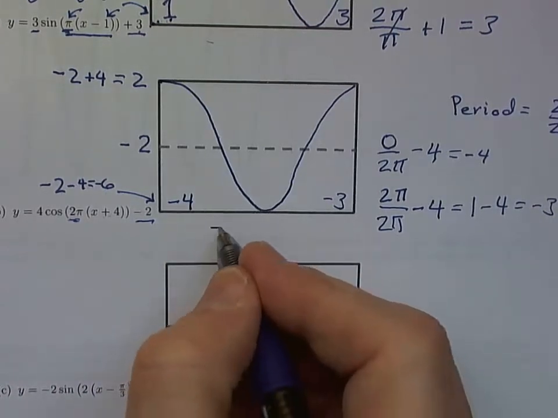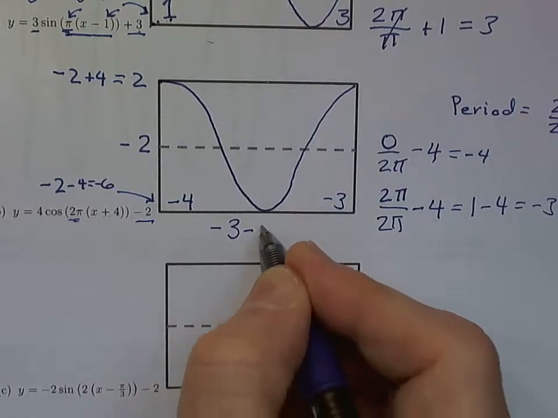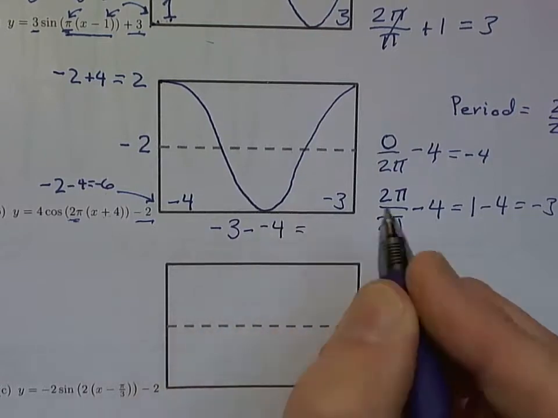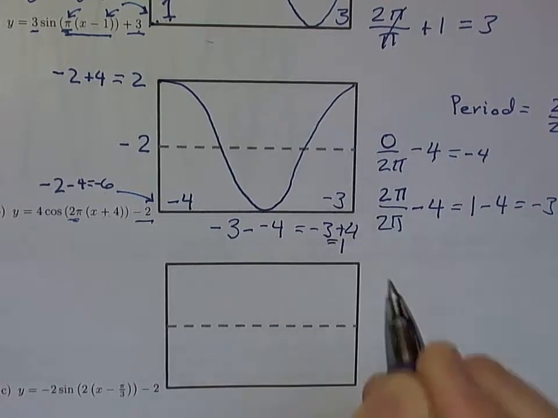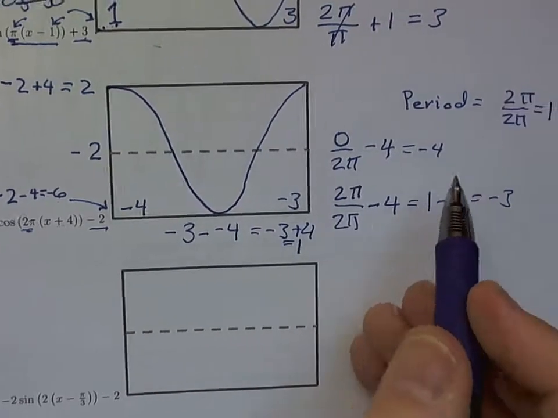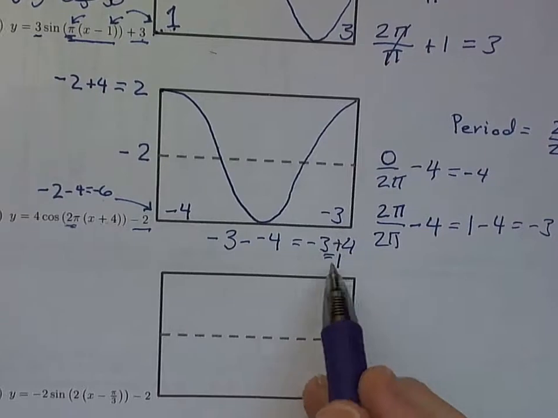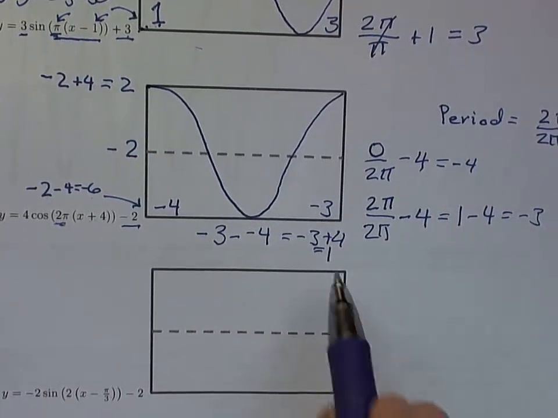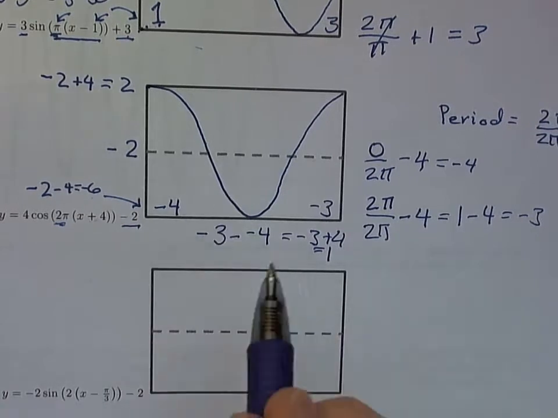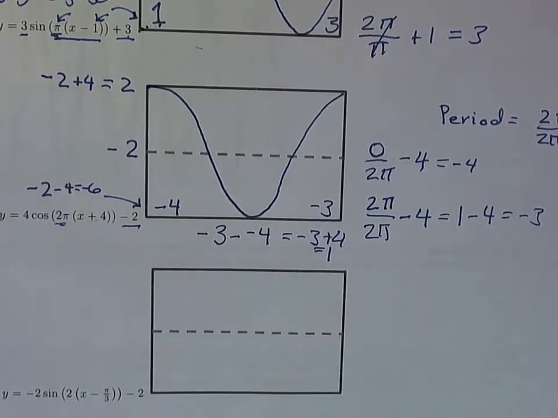And you notice, if I take -3 minus a -4, I would get -3 plus 4, which is 1. And sure enough, we said the period was 1. And we would expect the distance from -4 to -3 to be 1. It better be, because if it's not, we did something wrong. So there's a representation of one period of the graph.